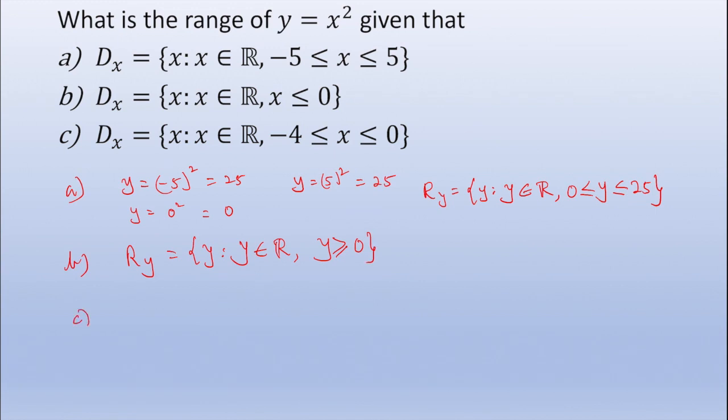Now for part C, let's look at when x is equal to minus 4. y would be minus 4 squared, which is 16. And when x is equal to 0, y is 0 squared, which is 0.